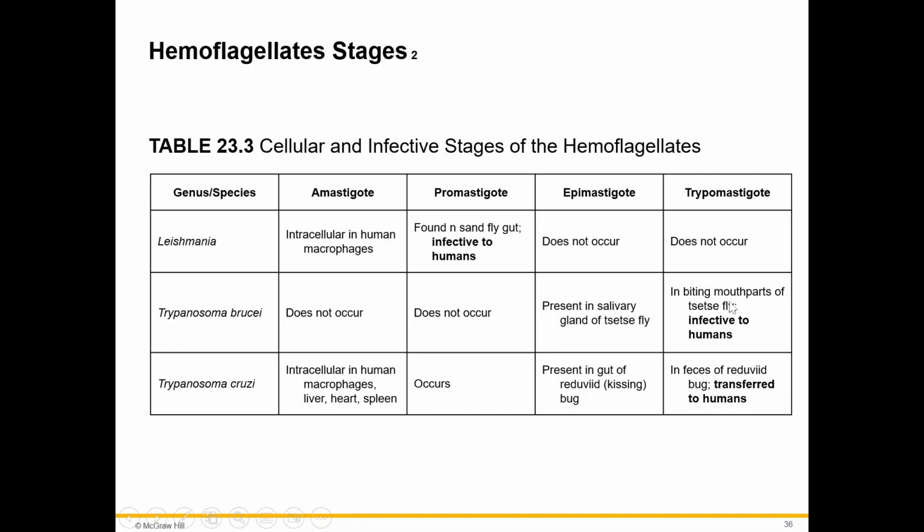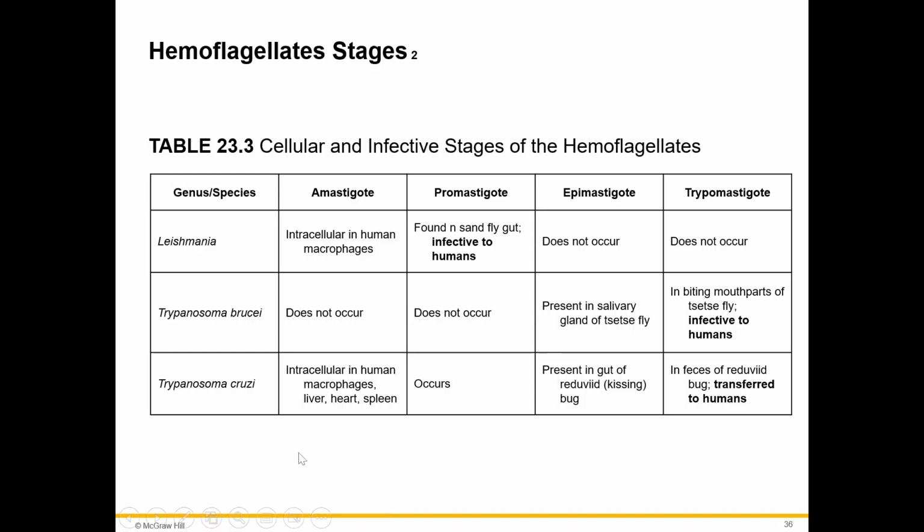And we'll also find it in the biting mouth parts of the tsetse flies when it becomes this trypomastigote phase. And so when it's in its trypomastigote form, that's when it is infective to humans. Like I said, if this was just a parasitology course, I would have y'all memorize which stage is the stage they become infective to humans. But this is a microbiome course, okay? So we're just wanting to know what these are and what they cause. So don't feel overwhelmed that you have to memorize that, okay? But it's good to look at.